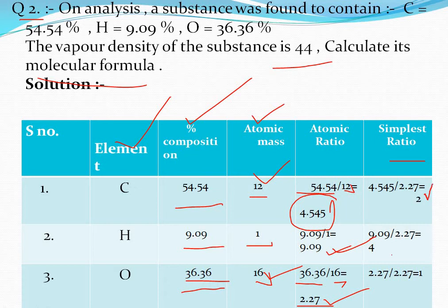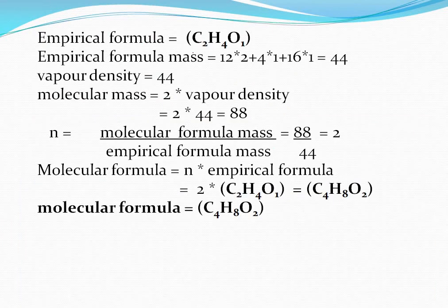While dividing, we get 2 here, 4 here, and 1 here. So the number of carbon atoms is 2, hydrogen atoms is 4, and oxygen atoms is 1. So the empirical formula of the compound is C2H4O1, right? Now we need to calculate the empirical formula mass. It is 12 into 2, that is 24; 4 into 1, because 4 hydrogen atoms are present and 1 is the atomic mass of hydrogen; and oxygen 16 into 1, it is 16. The value comes out to be 44.